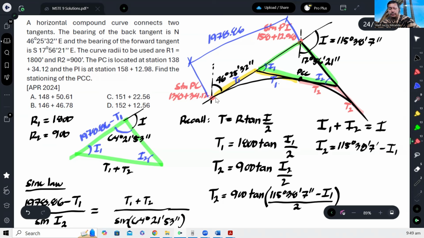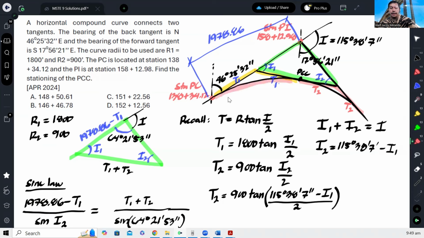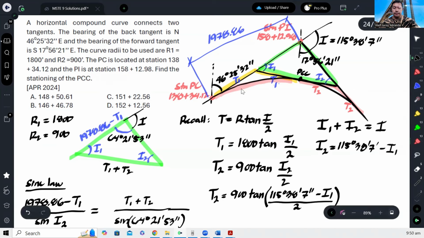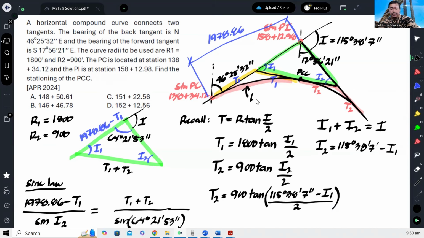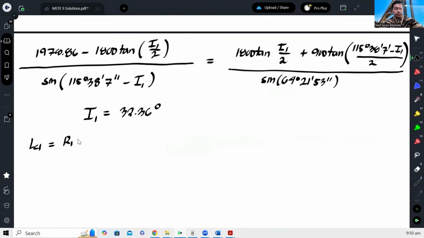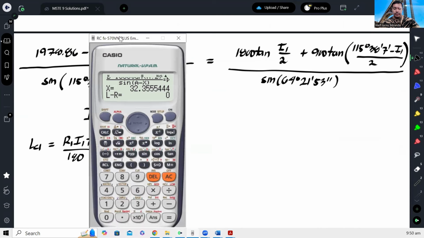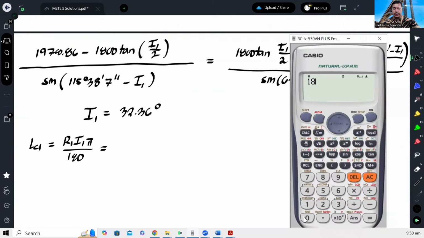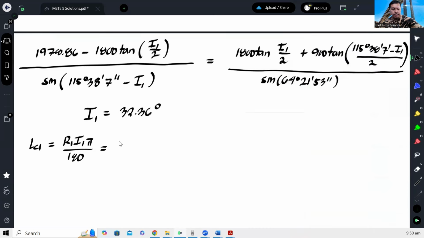So length of this curve. Okay? Which is I1 times R1. So tawagin na natin ito na LC1. So LC1 is equal to R1 I1 pi over 180. So ang R1 natin 1,800, ang I1 natin ay x tapos pi over 180. So that is 1,016.48 feet.